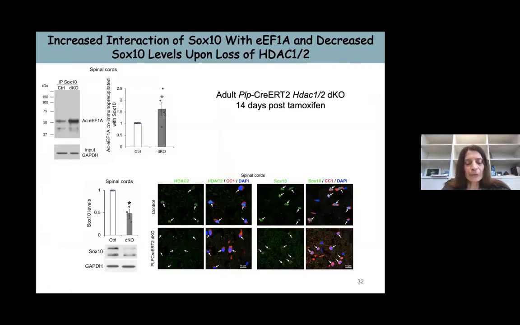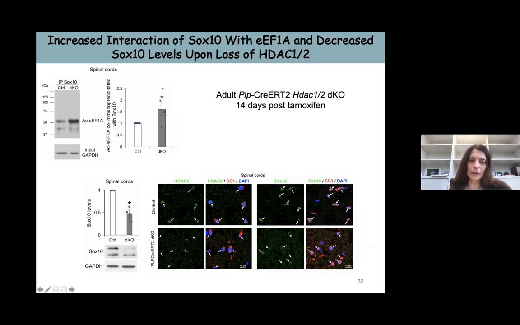Then we went on. We generated HDAC1/2 double knockout mice by crossing HDAC1 and HDAC2 flox mice with mice that express the tamoxifen-inducible Cre recombinase under the control of the PLP promoter. That is active in mature oligodendrocytes, and also in Schwann cells. We looked at what happens at 14 days post-tamoxifen, where we checked that the levels of HDAC2 and of HDAC1 are decreased.